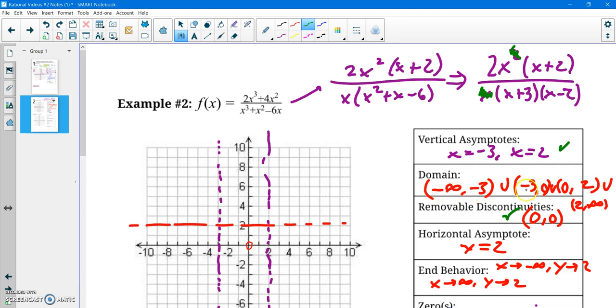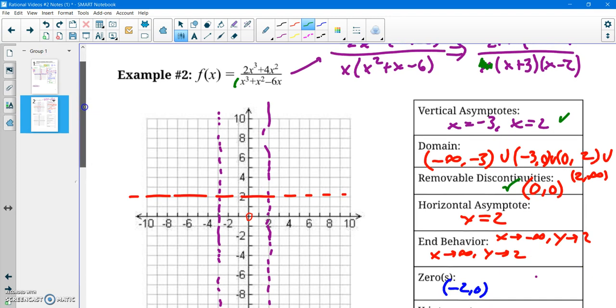Up to -3, -3 to 0, 0 to 2, 2 to infinity. The degree of the numerator and the denominator were the same, so I did 2 divided by 1 to figure out that the horizontal asymptote was at 2. So my end behavior was: as x goes to -infinity, y goes to 2. As x goes to infinity, y goes to 2.